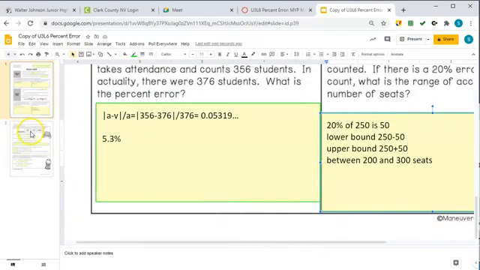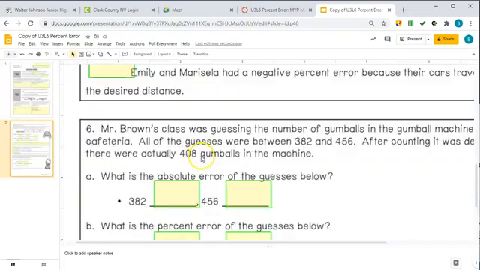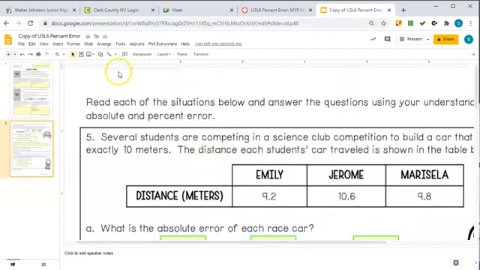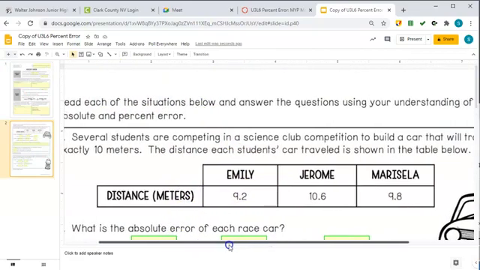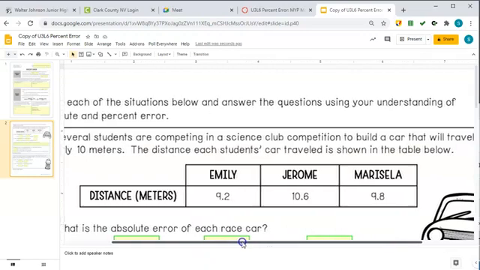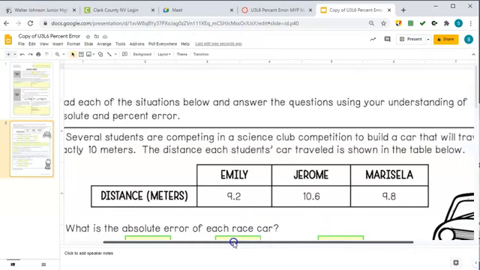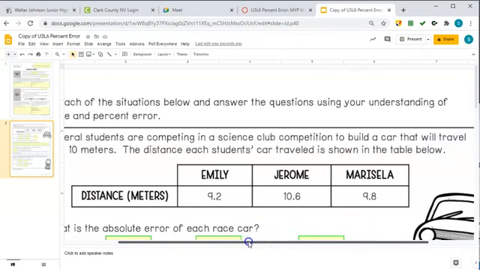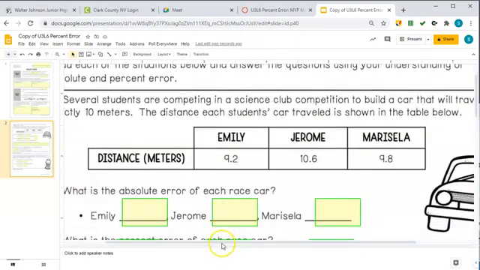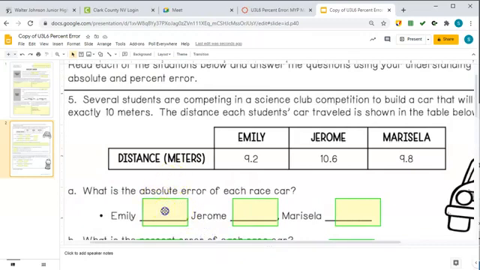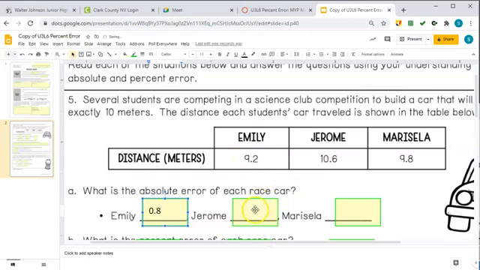Alright, so let's go ahead and look at page 2. Read each of the situations below and answer the questions using your understanding about absolute and percent error. Several students are competing in a science club competition to build a car that will travel exactly 10 meters. The distance that each student's car travels is shown below. What is the absolute error of each one? So Emily's 10 minus 9.2 is 0.8 meters. Jerome's is 0.6. And Marcella's is 0.2.